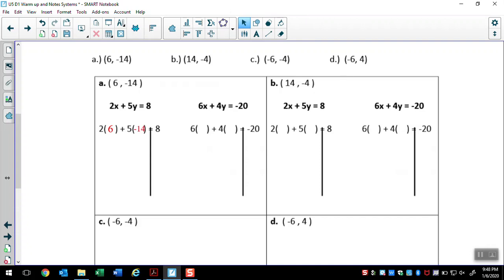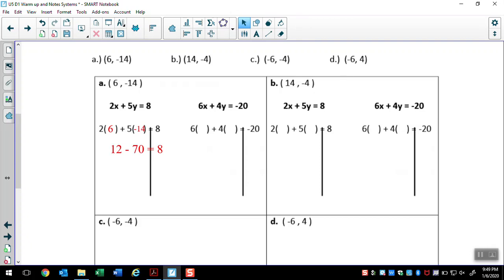Now all I need to do is simplify this side. If you've got a calculator, you can just put the whole math problem into your calculator, or we can do it step by step. 2 times 6 is 12, and 5 times -14 gives me -70. So now I'm down to 12 minus 70 is supposed to equal 8. I just carried that down.